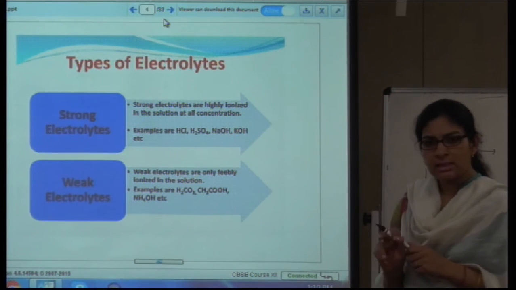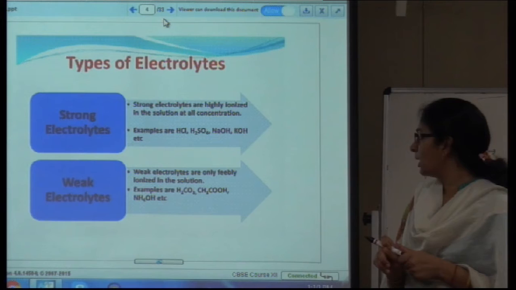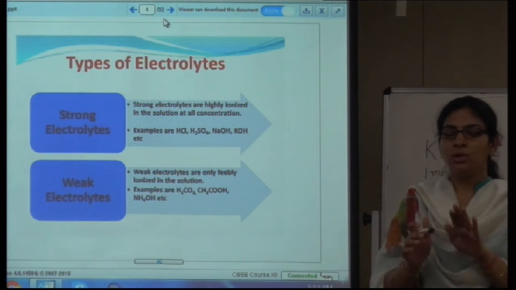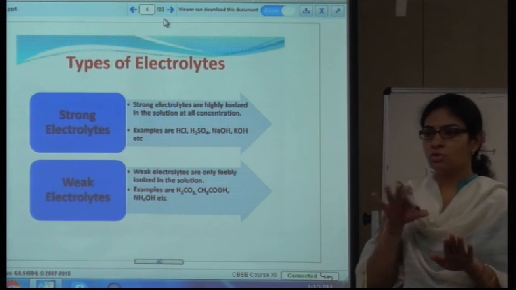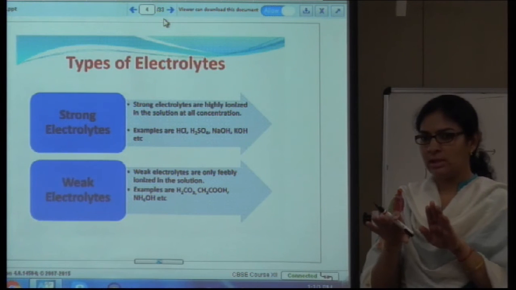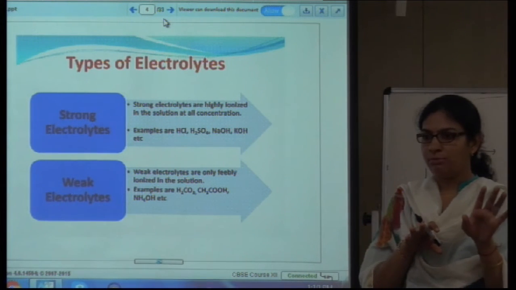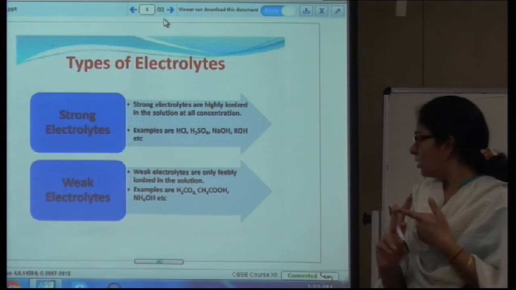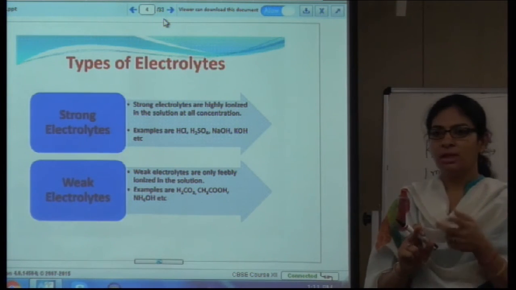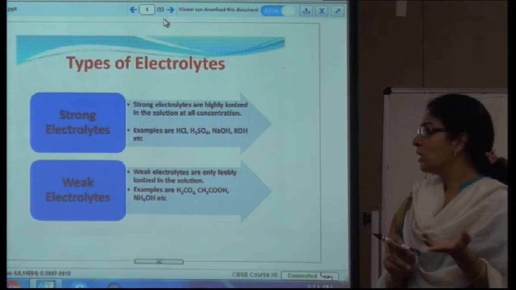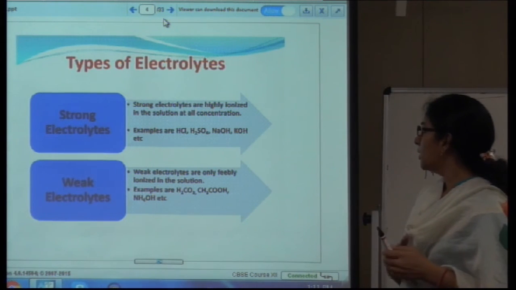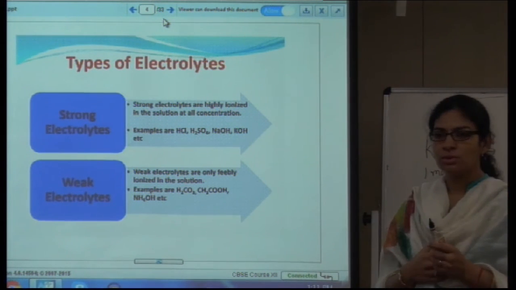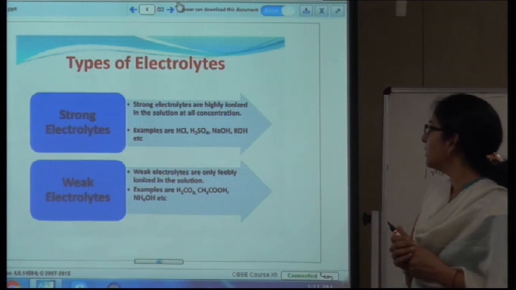Carbonic acid is there, H2CO3 is there, NH4OH. You differentiate between strong acid and weak acid. Acetic acid, example of weak acid; HCl, strong acid; and then weak base, ammonium hydroxide; strong base, sodium hydroxide, right? So things like that, based on the degree of dissociation, you divide them. Next slide please.